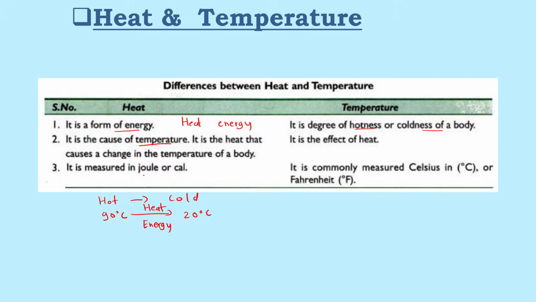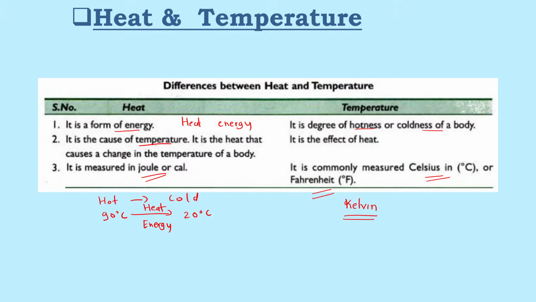How do we measure heat? Heat we measure in terms of joules or kilocalories, whereas temperature we measure in terms of degree Celsius or degree Fahrenheit, and there is one more unit called Kelvin. As you go to the higher classes, you are going to learn about this unit as well. So there are 3 units for temperature: degree Celsius, degree Fahrenheit and Kelvin.